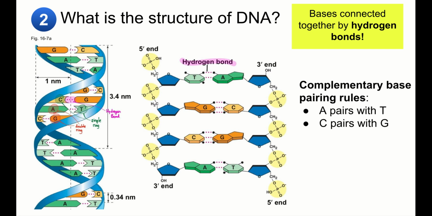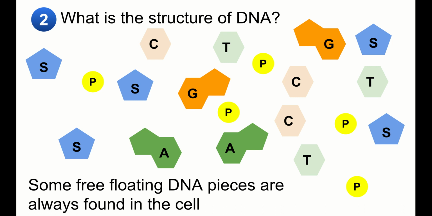So let's look at how we actually assemble one of these DNA molecules. Something that's important to know is that there are some free-floating DNA pieces that are always found in the cell. Again, I mentioned that you're going to see many different representations of DNA in this lecture. Here's another representation of the pieces that make up DNA. These pieces of the DNA, the phosphate groups, the deoxyribose sugars, and the nitrogenous bases, are freely floating in the cell, waiting to be connected together into new parts of DNA.